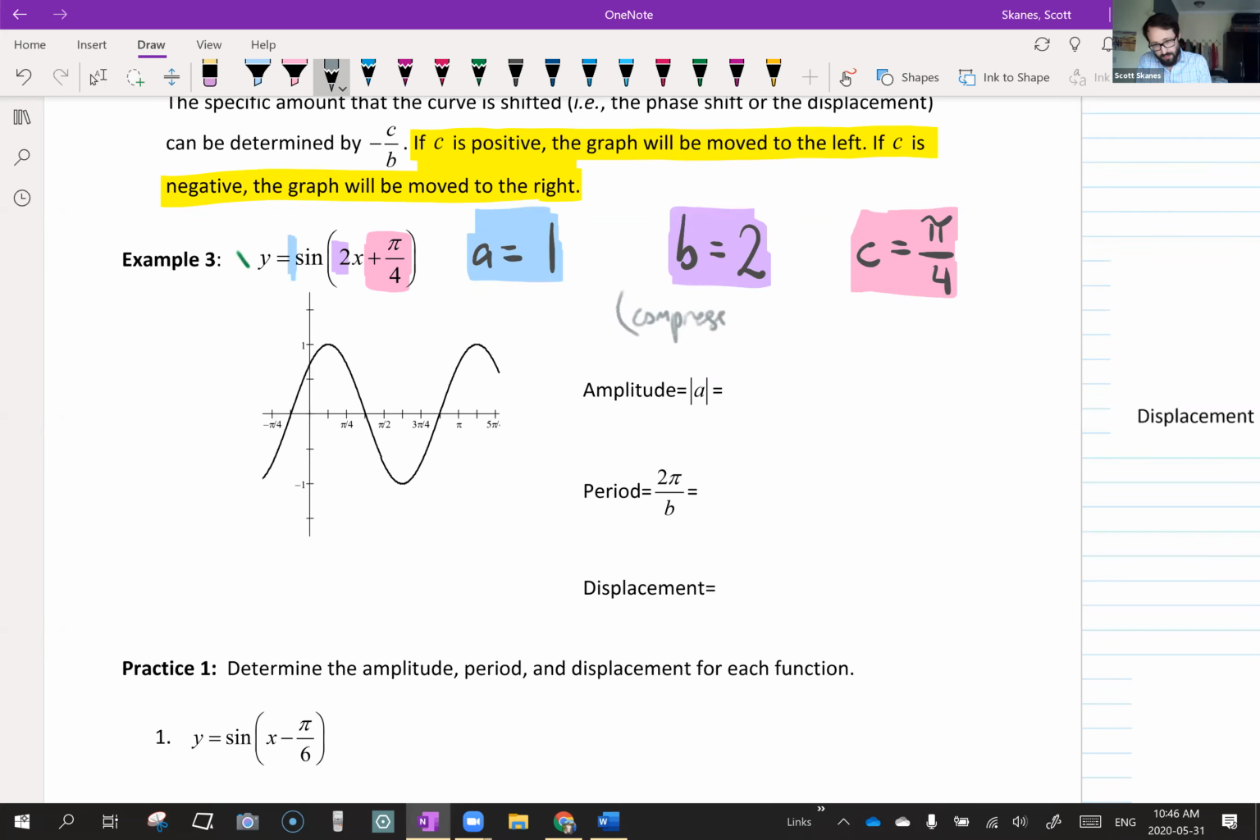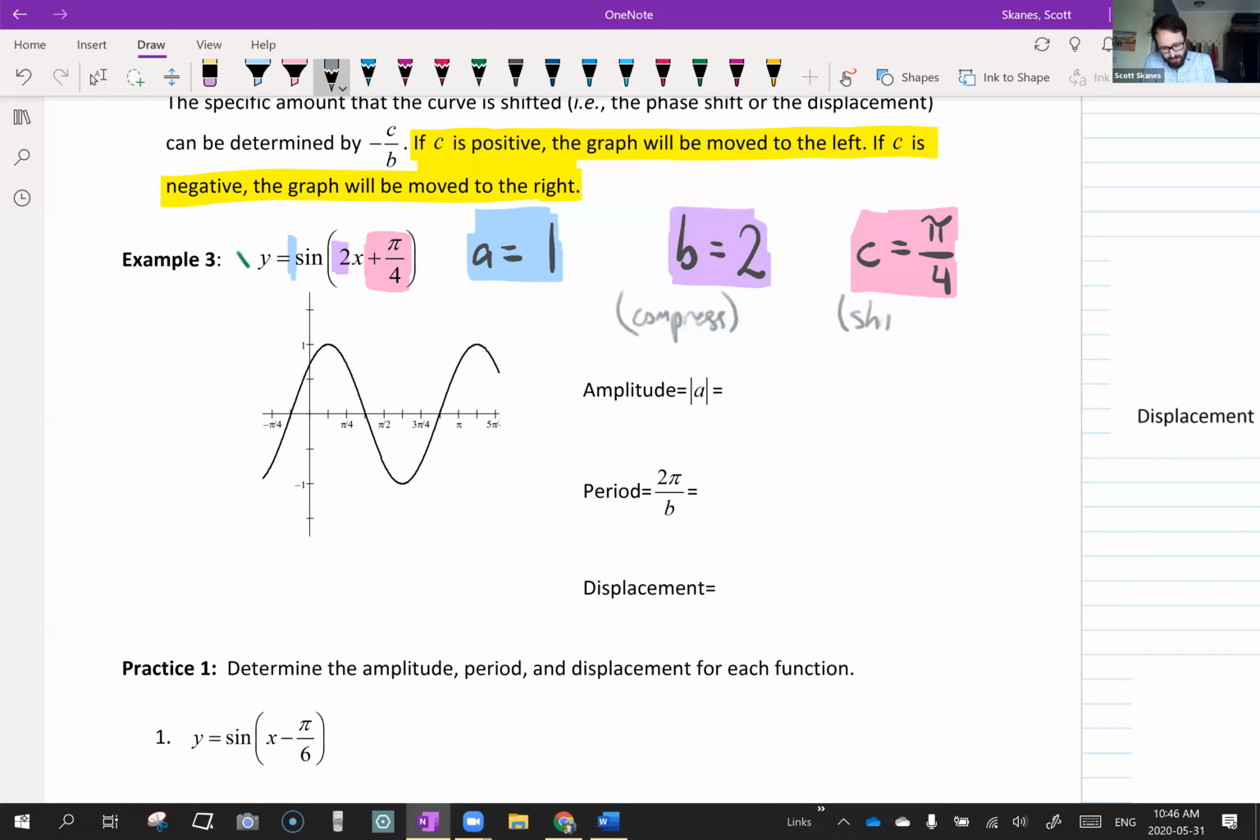Yeah, exactly. That is exactly right. Compress it when it's higher. If it's bigger than 1, it will make it smaller. It'll compress it. So we've got a smaller period. Both of you are right. Good job. What will C do?